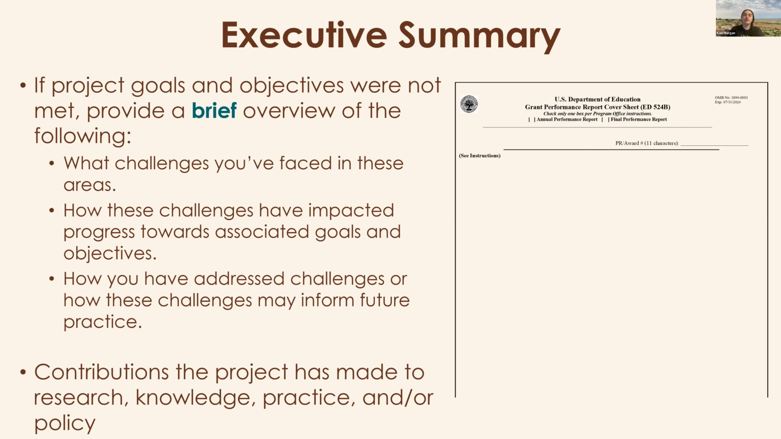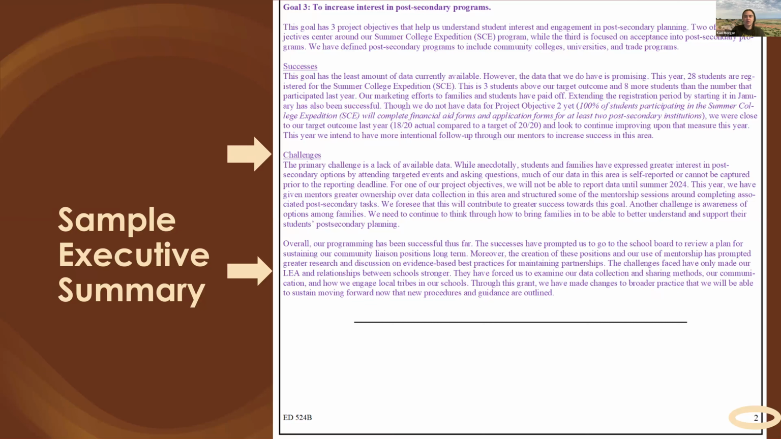And before we look at an example of challenges being discussed in an executive summary, just a reminder that G5 does time out, whether you're typing or not. So this is definitely an area of the APR that you probably want to draft elsewhere, and you might want people to chime in on it or be able to contribute to it prior to putting it on G5.